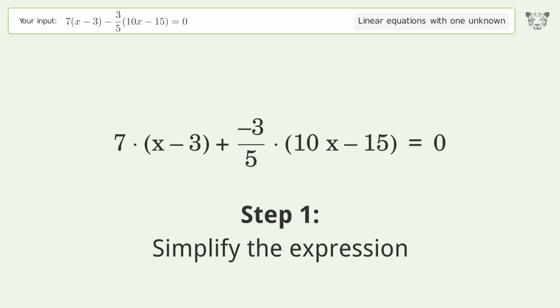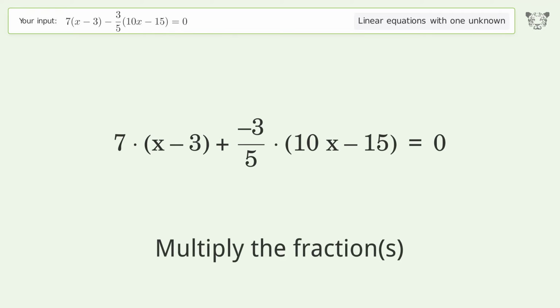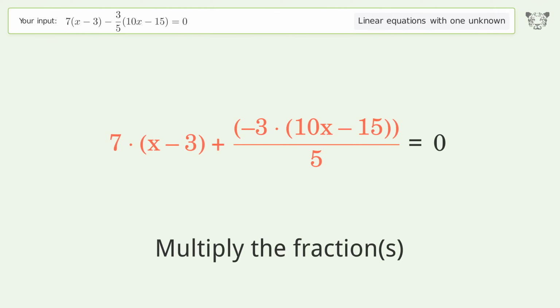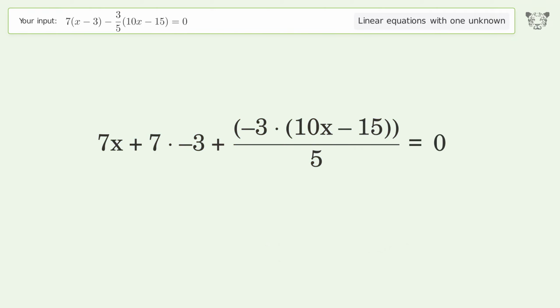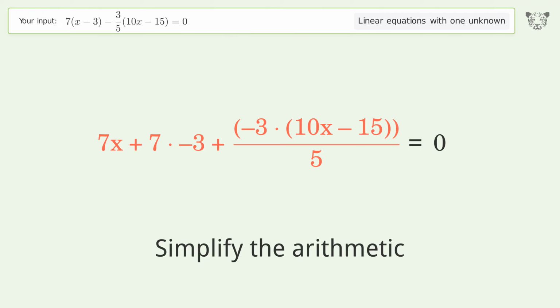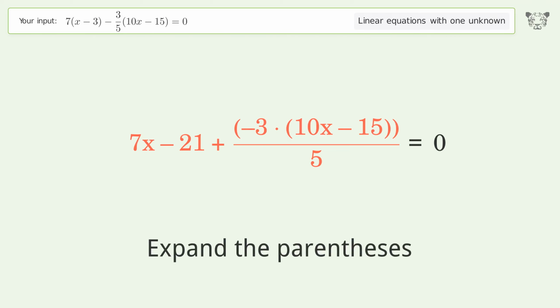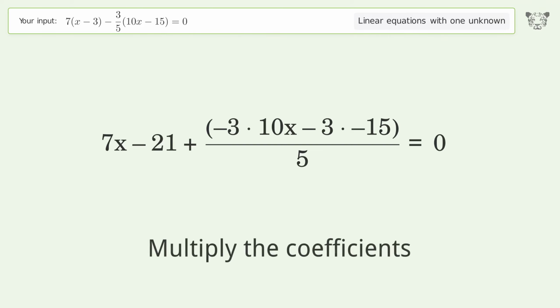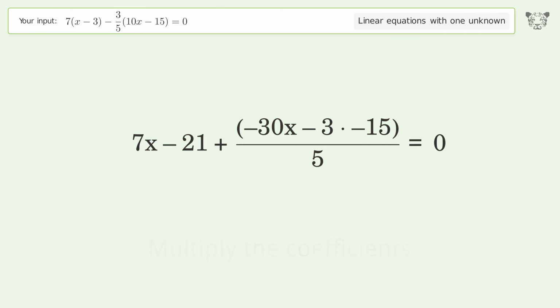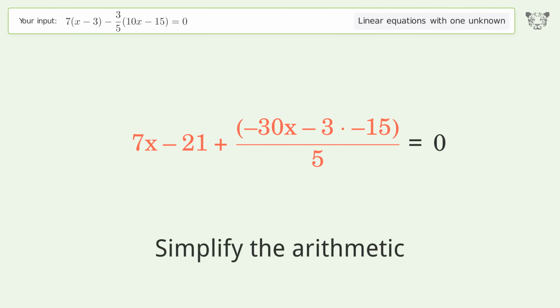Simplify the expression. Multiply the fractions. Expand the parentheses. Simplify the arithmetic. Expand the parentheses. Multiply the coefficients. Simplify the arithmetic.